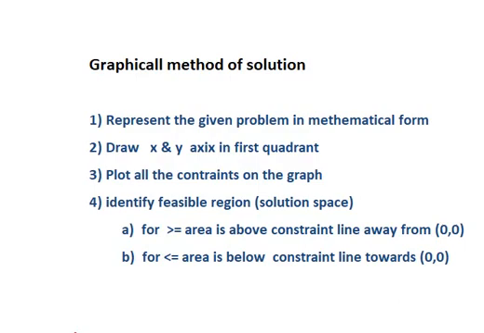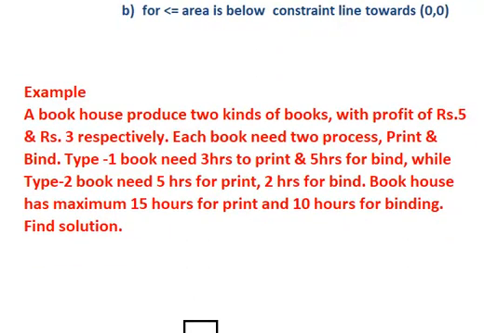That is, we draw the area above, away from the origin 0, 0, for the greater than constraints, and we shade the area towards the origin 0, 0 for all the equations which are less than or equal to. Let's take an example. The example looks like this.